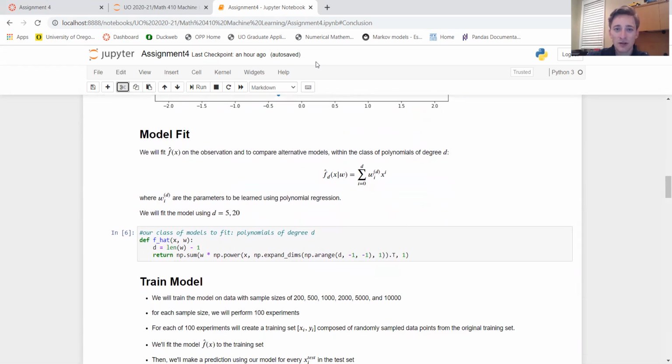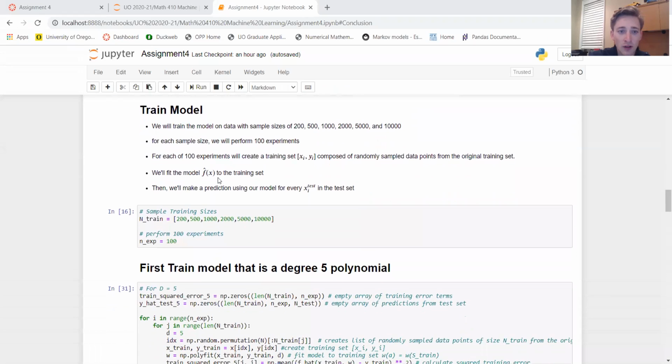So next, we're going to fit this model, and this is given to us in the directions, and note that this d is the degree of the polynomial, and we're going to be fitting this model using a degree 5 and a degree 20 polynomial. We'll get more into that in the next section.